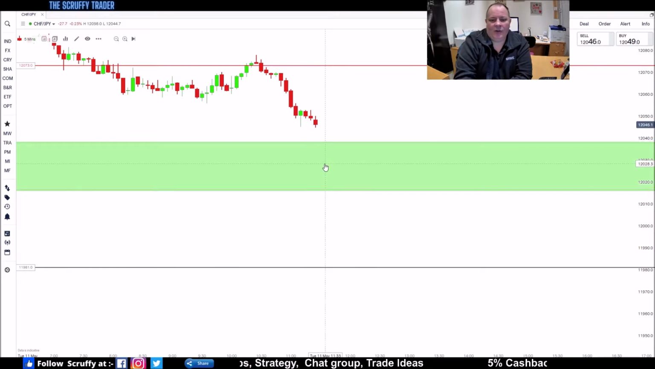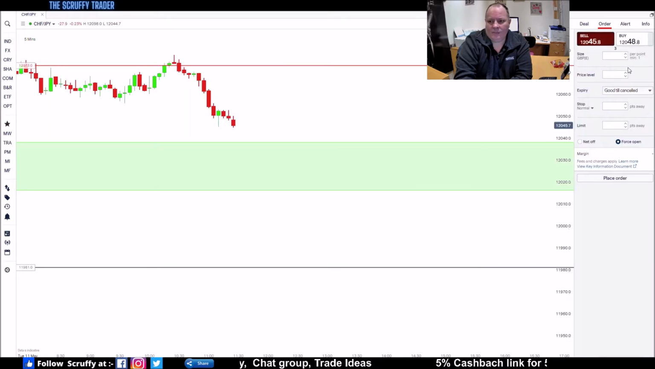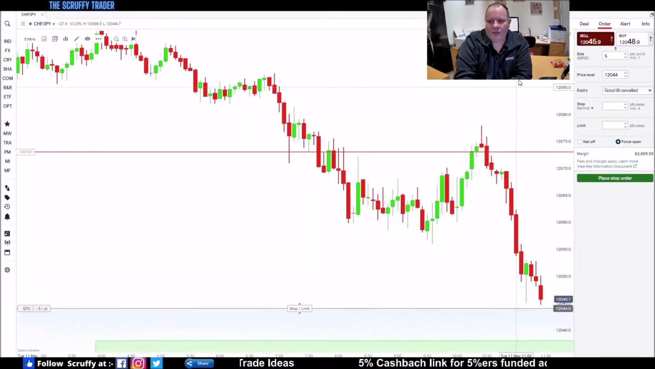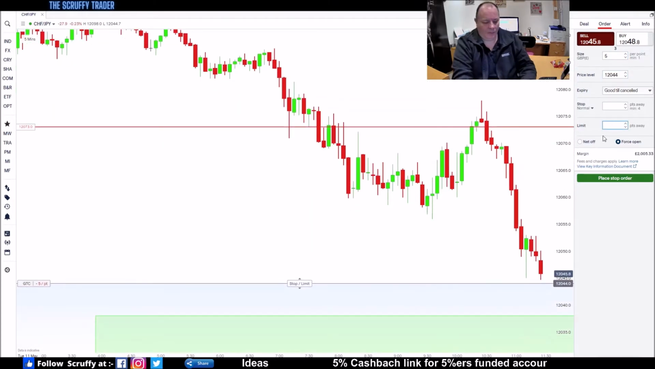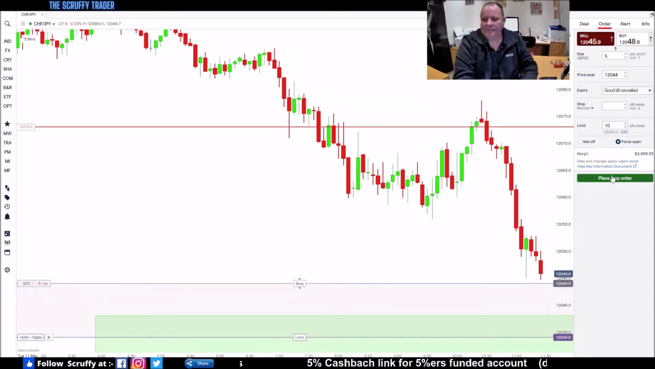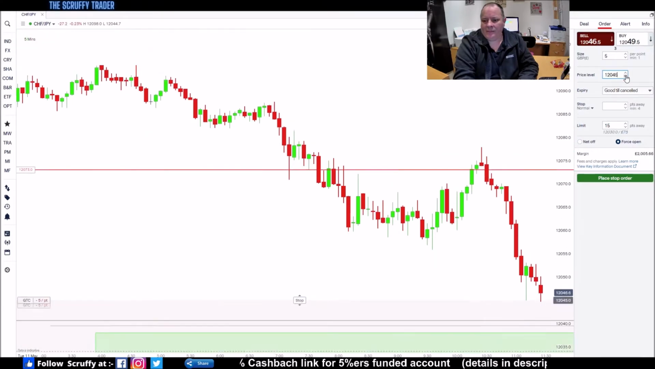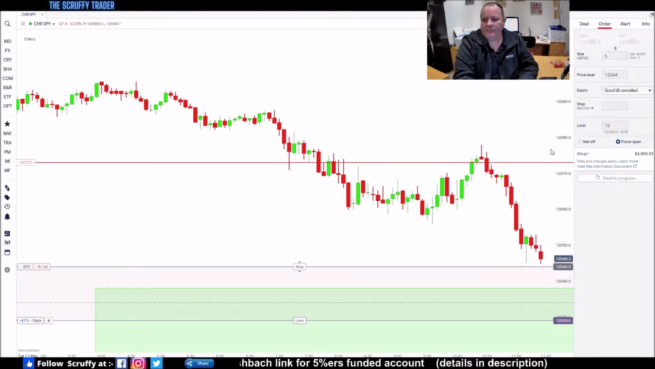We're going to do a quick order into this green zone. Boom, boom, boom. 5 or a pip under there. We're going to go 1 for 10. And I'm going to put another one in at 15. Same place. That's it.